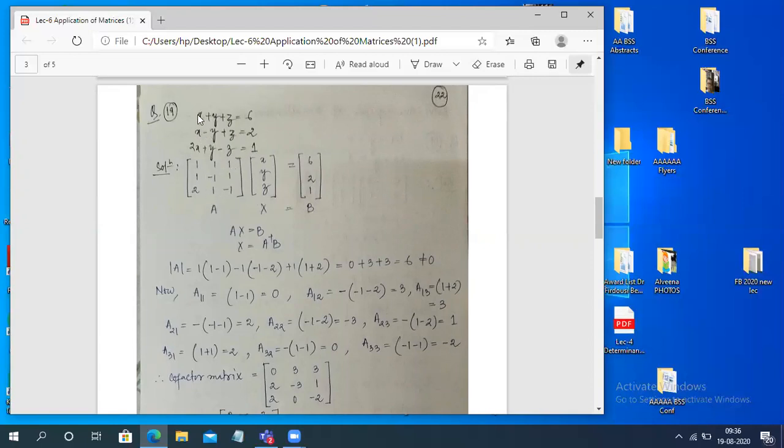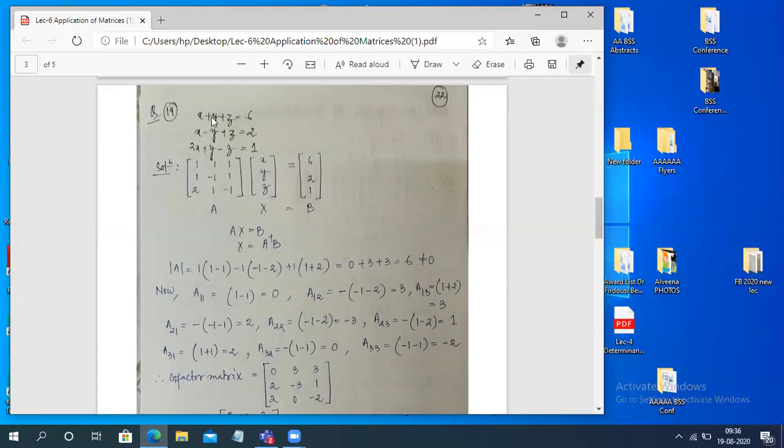That means A is 1, 1, 1. So the first row is 1, 1, 1. The second equation is 1, minus 1, 1. So the second row is 1, minus 1, 1. And for the third equation, the coefficients are 2, 1, negative 1. So it will be 2, 1, negative 1. So this is your coefficient matrix.